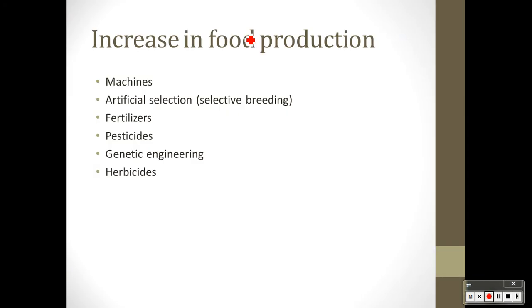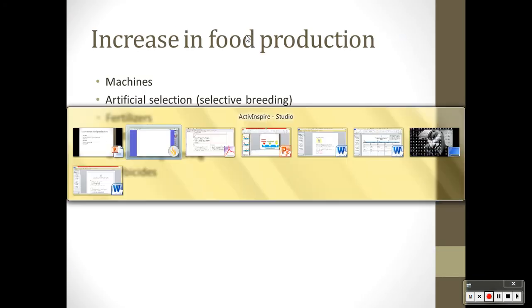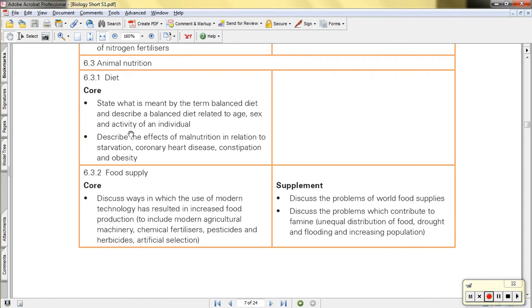Okay, so go back to, nope, not that. This guy. Describe the effects of malnutrition in relation to starvation, coronary heart disease, constipation, and obesity. The reason why I didn't go to tooth decay is because it's not on the syllabus. You know me. If it's not there, I'm not doing it.